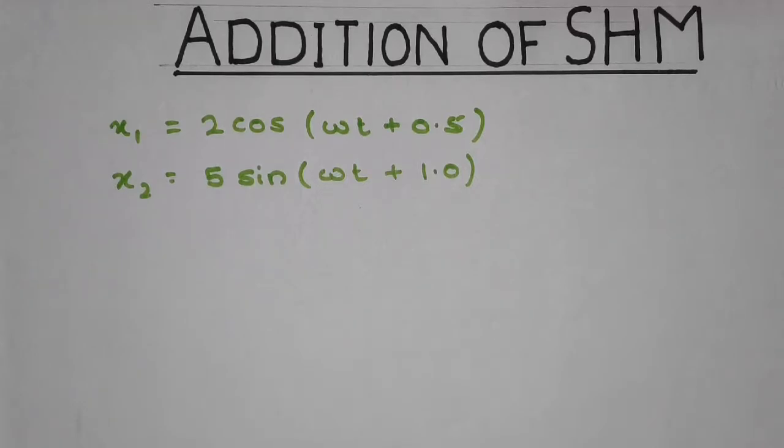In this lecture we will be seeing how two SHMs can be added. So here you have two SHMs. One is x1 = 2 cos(ωt + 0.5). The second one is x2, which is 5 sin(ωt + 1). In this lecture we will see the procedure for addition of these SHMs.